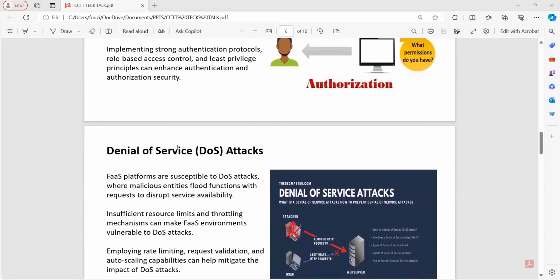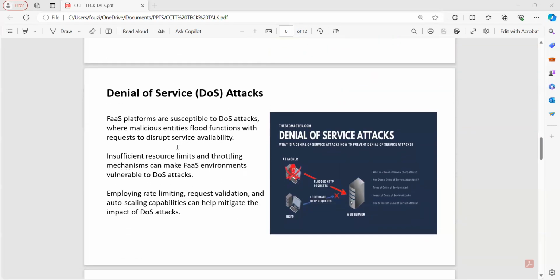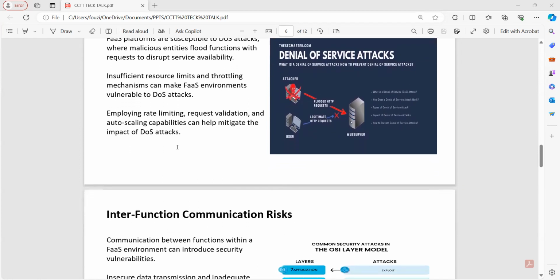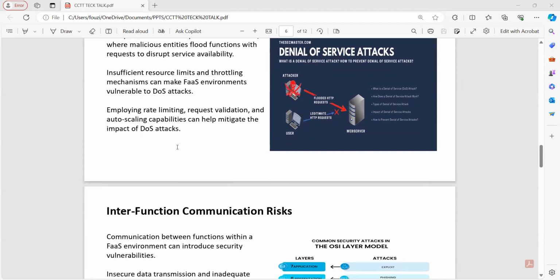Next is denial of service, DoS attacks. FaaS platforms are susceptible to DoS attacks, where malicious entities flood functions with requests to disrupt service availability. Insufficient resource limits and throttling mechanisms can make FaaS environments vulnerable to DoS attacks. Employing rate limiting, request validation, and auto-scaling capabilities can help mitigate the impact of DoS attacks.